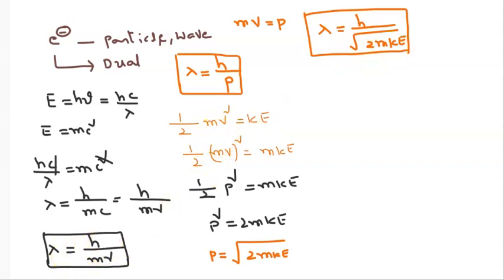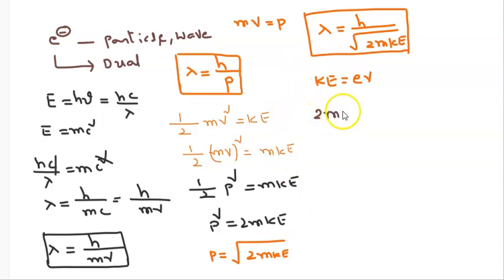So lambda is equal to h by mv is the fundamental formula. Lambda is equal to h by p, and lambda is equal to h by square root of 2m KE. For example, to stop the kinetic energy, you apply the opposite potential, which is called eV. Here e is nothing but the charge of the species and V is nothing but the accelerating potential.